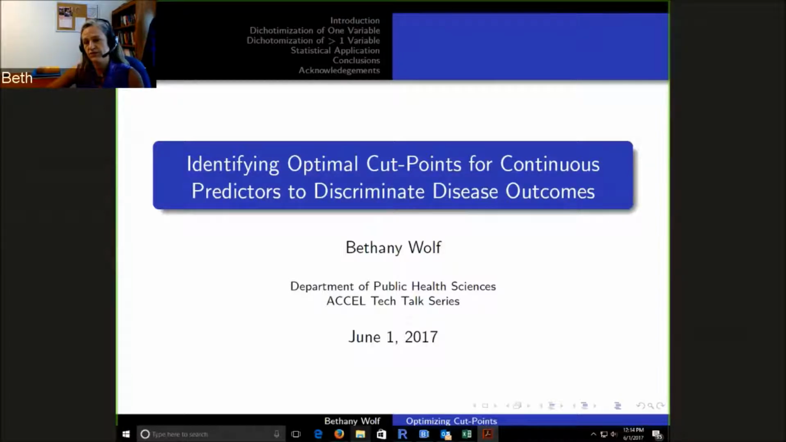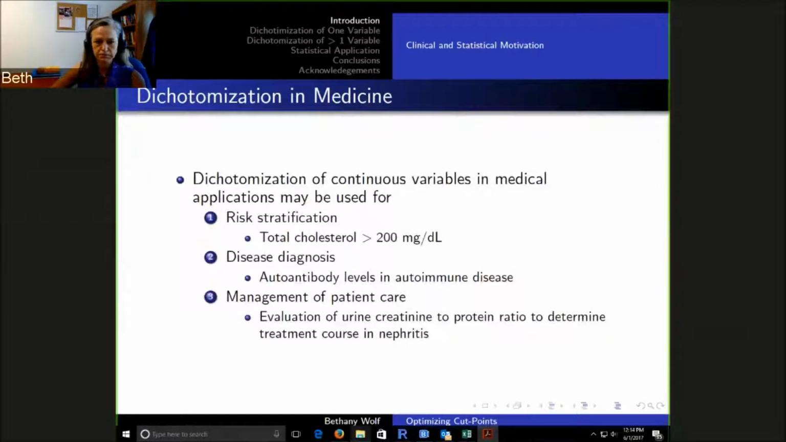And so this is sort of a statistical look at the ways that we might discriminate disease using a continuous outcome by doing some cut point selection, and sort of the statistical properties of that and approaches that we might take. So of course in medicine, we see dichotomization quite a bit. So certainly for various things like risk stratification and disease diagnosis and patient management, we see certain markers that are selected and a cut point is chosen.